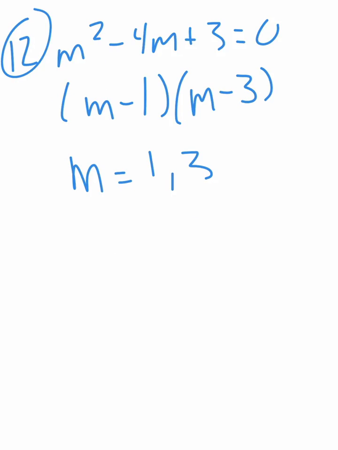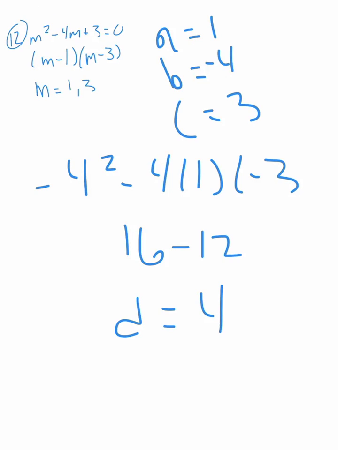For number 12, you have m squared minus 4m plus 3. On this problem, you can simply factor it and have m minus 1 and m minus 3, which means m equals 1 and 3. Once you finally substitute all your numbers in, your discriminant will equal 4.